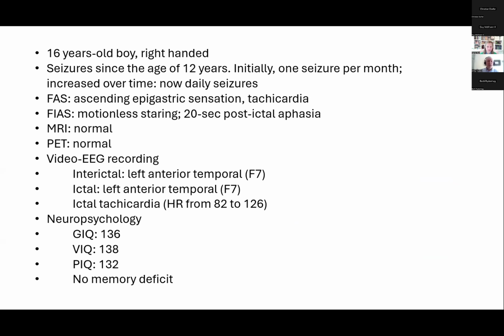Yeah, please, go ahead. Okay, so he is a 16-year-old boy, right-handed. Seizures began by the age of 12. They were initially one seizure per month, and that increased over time, and he had daily seizures by the time we saw him. He had focal aware seizures characterized by ascending epigastric sensation and tachycardia, and he did have focal impaired awareness seizures, which basically consist of motionless staring and 20 seconds of post-ictal aphasia.